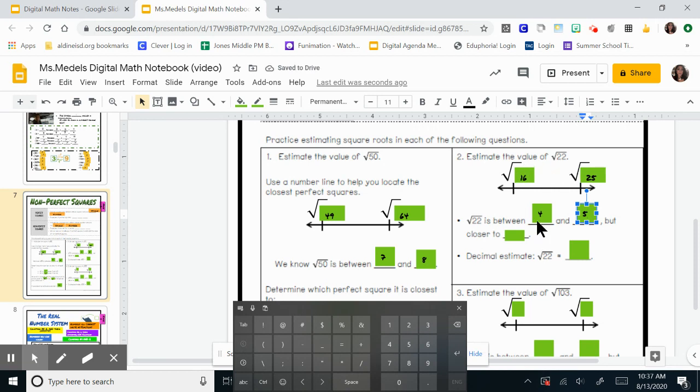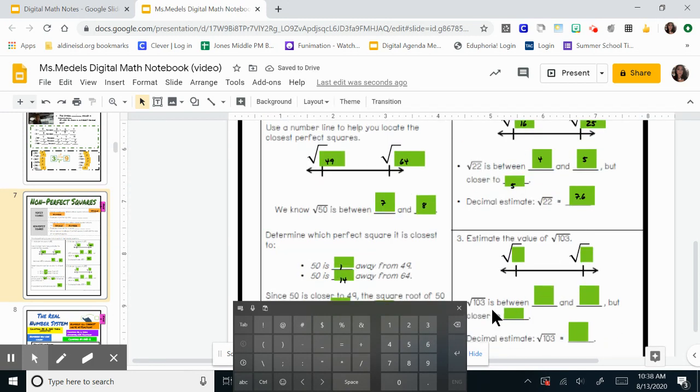Is 22 closer to 16 or is it closer to 25? It's about 3 away from 25, so I'm going to guess that it's closer to 25. A good decimal estimate would be 7 point, and because it's a little bit closer this way, it's past the half mark, so I would say about 7.6. Again, you can check it, 7.6 times 7.6, and see if that gives you an answer. Oh, so it's actually closer to 5. Sorry, I forgot to write that in.